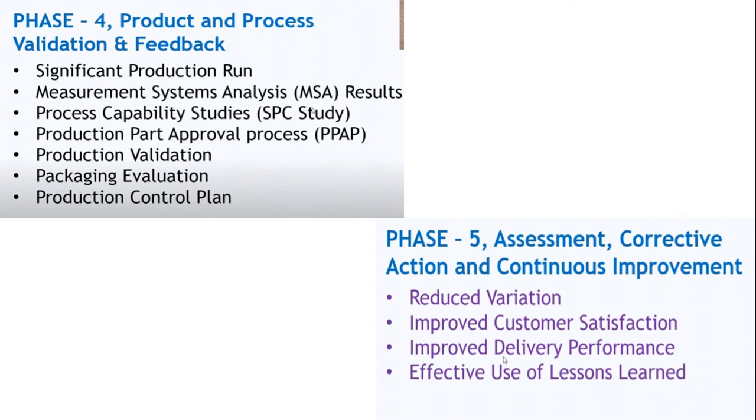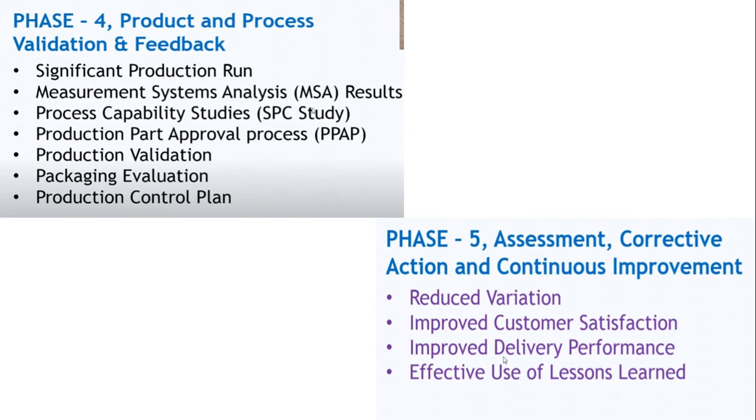Phase 4, product and process validation and feedback. Significant production run, so how much is needed, only that much we run. And then measurement system analysis, MSA, then process capability studies, how the process is going on. The production part approval process, PPAP generation here. So once you get the approval, we start the production validation, then packaging evaluation, production control plan. So how we need to control the production, how much we need to generate, we consider here.